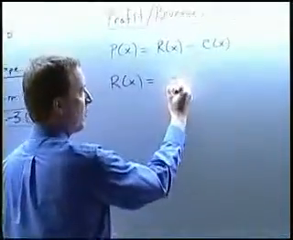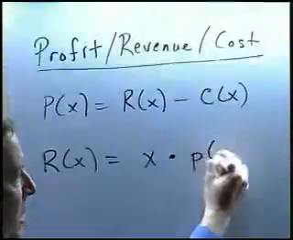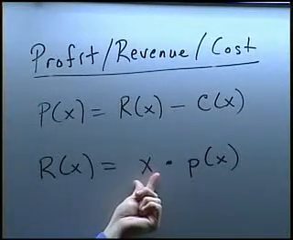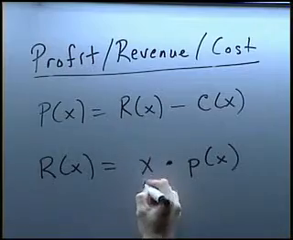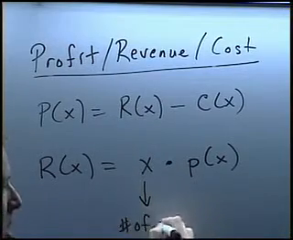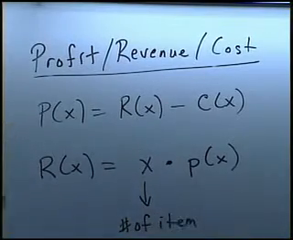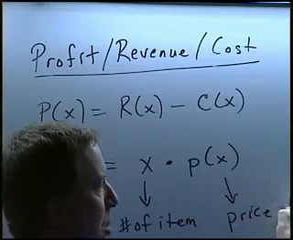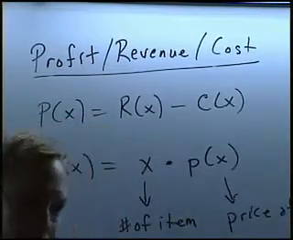Okay? And so our formula, I'll go ahead and write it up here and then we'll define the variables here. We take X, which would be the number of shirts that we sold. Okay? So X is just the number of the item that we're talking about. Okay? Multiplied by lowercase p of X, which is the price of the item.